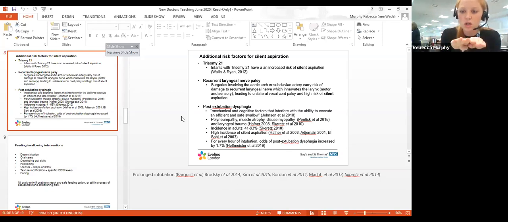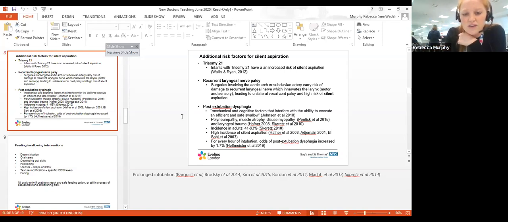And if the vocal cords can't close, then obviously they're partly open and the food and drink can get down into the airway and cause aspiration. And then we also know about post-extubation dysphagia. So if they've been intubated for a particularly long time, then again, they're also at risk of silent aspiration.